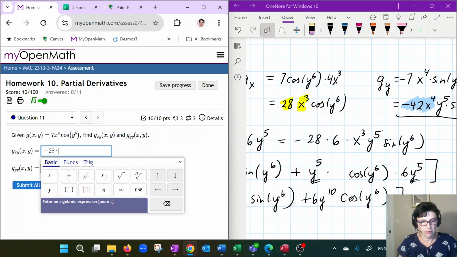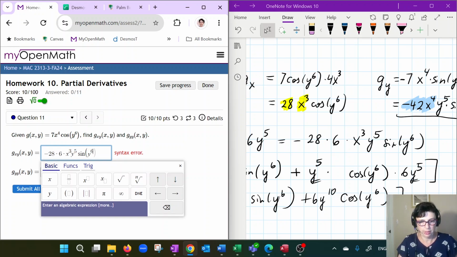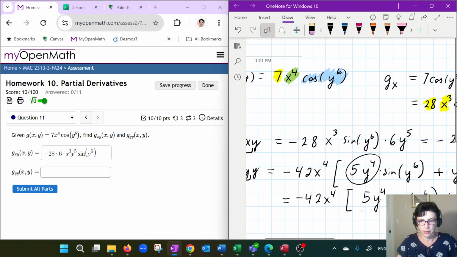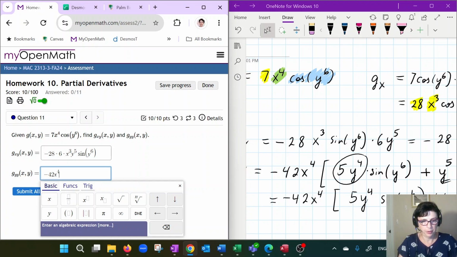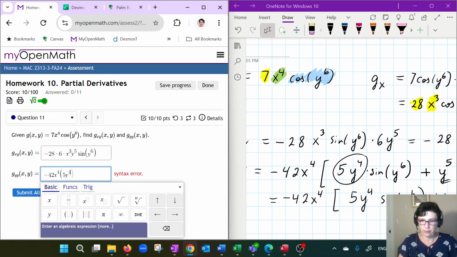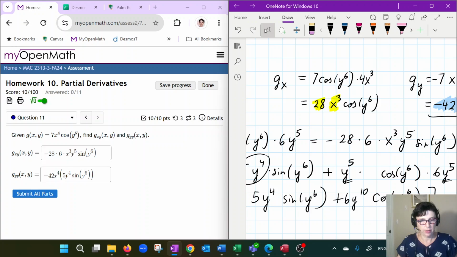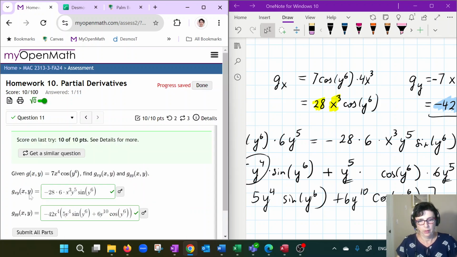So I got negative 28 times 6 x cubed y to the 5 sine y to the power 6. Okay, that's the first one. The second one, okay, so that negative 42x to the power 4 we keep. And then we got 5y to the 4 sine y to the 6. And then we got plus 6y to the 10 cosine y to the 6. Yay!